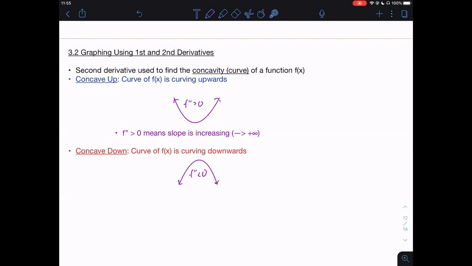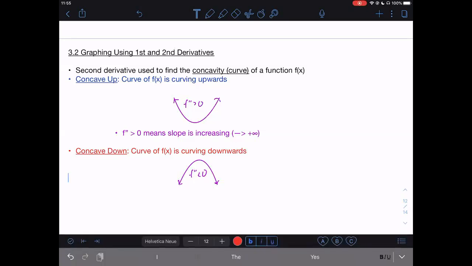Meaning in this case, our function may have started off as an increasing pattern with a positive slope, but the positive slope is becoming more and more negative until eventually it starts heading towards negative values. So when the second derivative is negative, that means the slope is decreasing. That is heading towards negative infinity values.